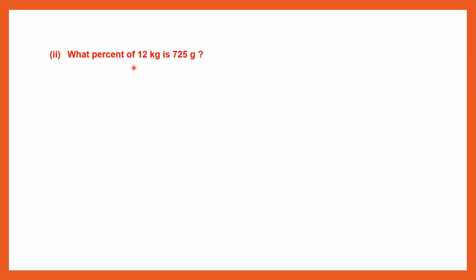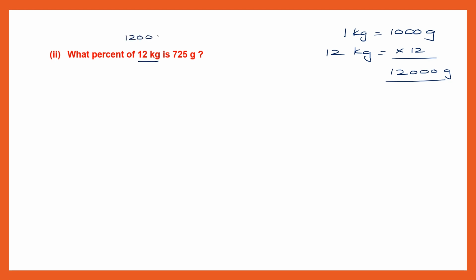Question 2. What percent of 12 kg is 725 grams? So this is kilograms, this is grams. Let's convert kilograms to grams. 1 kilogram has 1000 grams. So 12 kilograms will be 1000 into 12, which is 12,000 grams. So here the question is, what percent of 12 kilograms, which is 12,000 grams, is 725 grams. That means the smaller unit here is 725 grams.